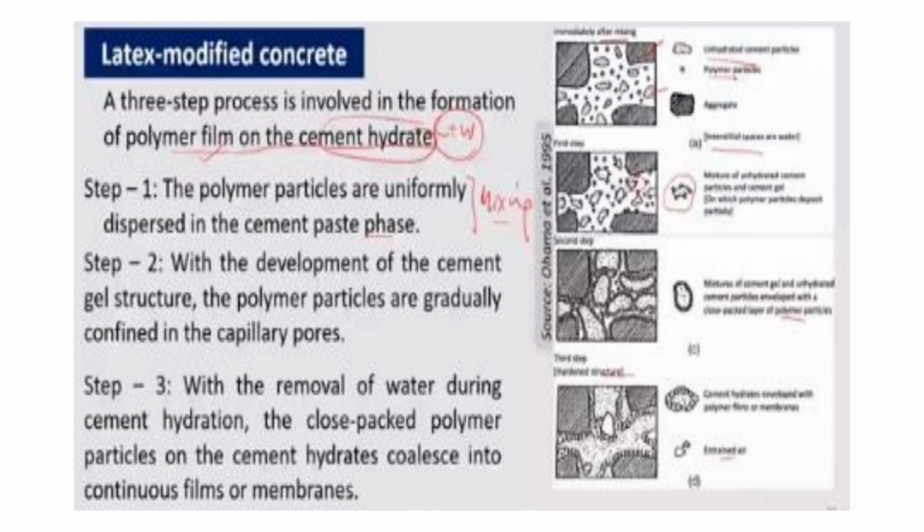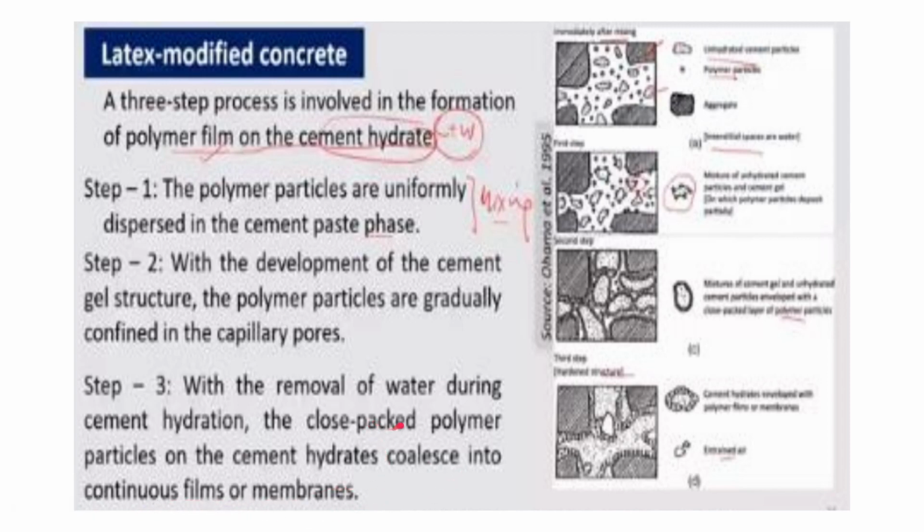So if we see, latex modified concrete basically has a three-step process involved in the formation of polymer film on the cement hydrate. The first step is that the polymer particles are uniformly dispersed in the cement paste phase. In the second step, with the development of the cement gel structure, the polymer particles are gradually confined in the capillary pores. And in the third step, with the removal of water during cement hydration, the close-packed polymer particles on the cement hydrates basically coalesce into continuous films or membranes.